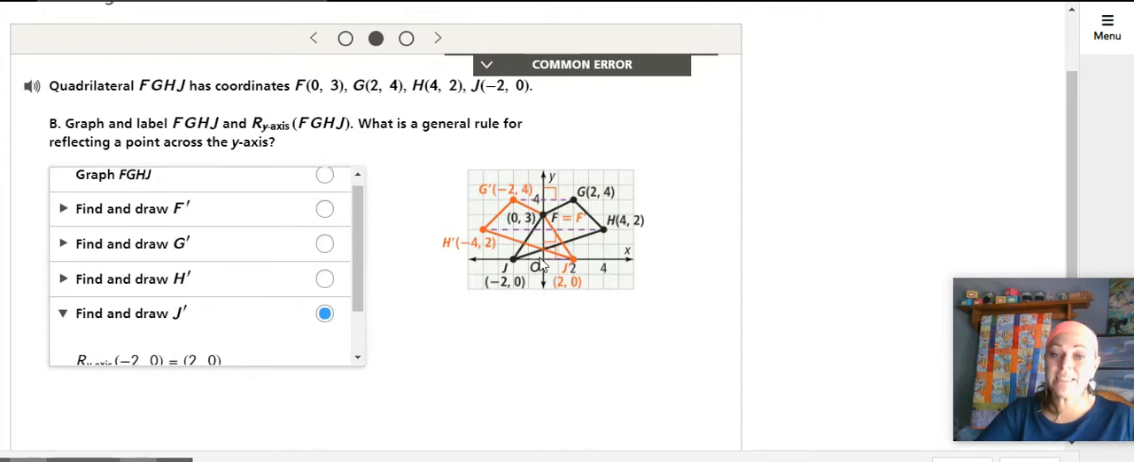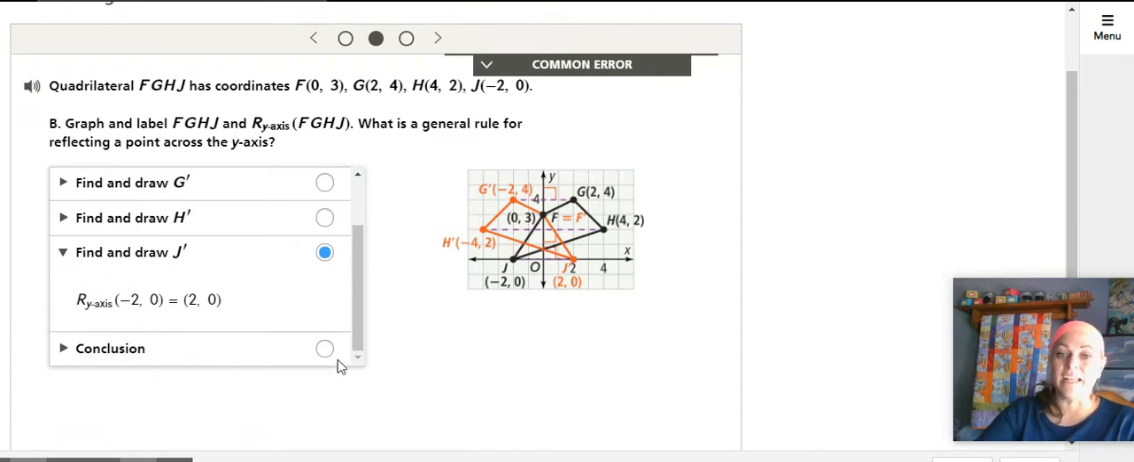And then J, notice J is on the other side. It started on the left. Well, if it started on the left, you just reflect it to the right. So it went -2 direction. So then you're going to go +2 direction, the opposite. And here is the conclusion.